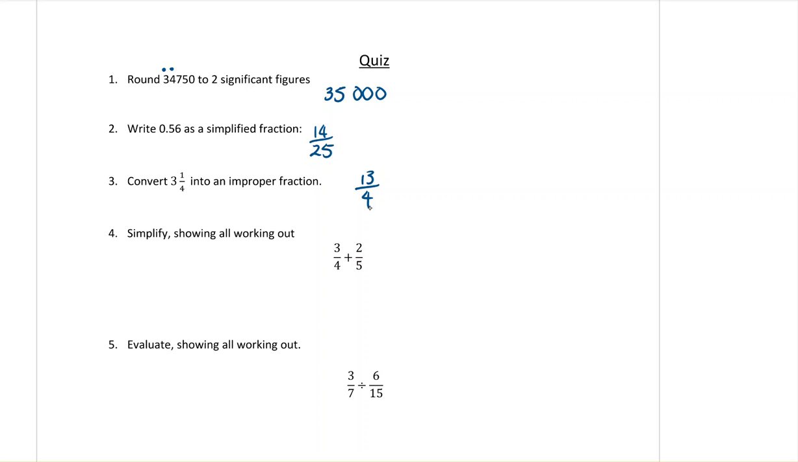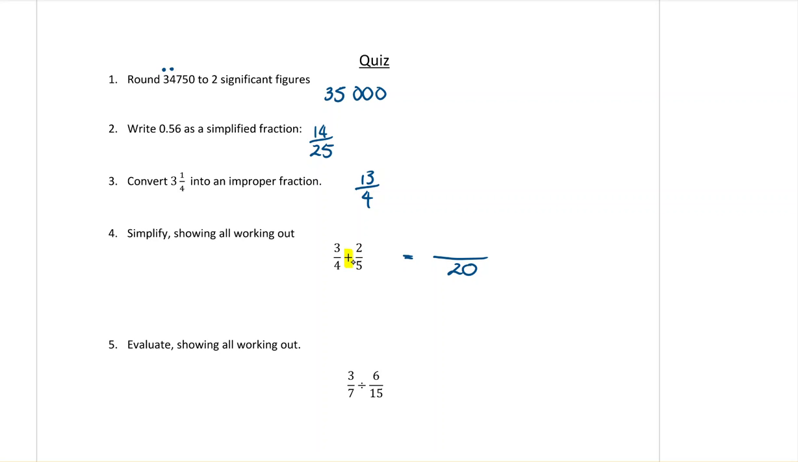Question 4 and question 5, you do have to show working out for these questions to get the full marks. And it says there, show all working out, and it will say it on your exam as well. So to do the working out, if it is an addition or subtraction problem, then you have to have a common denominator. You do that by timesing the 2 bottom numbers together. 4 times 5 is 20. So make one big fraction with a 20 on the bottom.